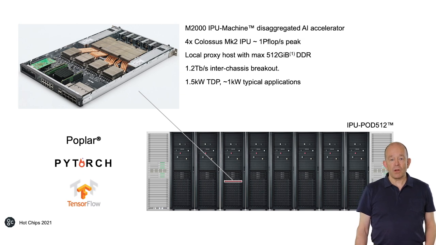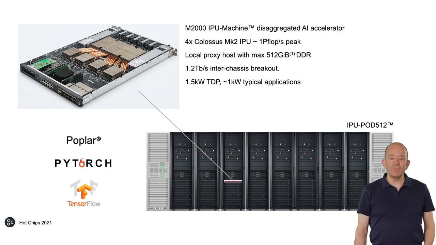We deliver Colossus Mk2 in a disaggregated chassis called M2000, a pizza box component from which one can build larger computers like the 512 IPU pod shown below right. Instead of trying to integrate a one-size-fits-all host server into the same chassis as the IPUs, M2000 integrates a lightweight proxy host so that heavy host servers can be dynamically allocated alongside IPUs according to compute needs. M2000 contains four Colossus Mk2 IPUs, and the proxy host carries off-chip DRAM, which those IPUs can use.